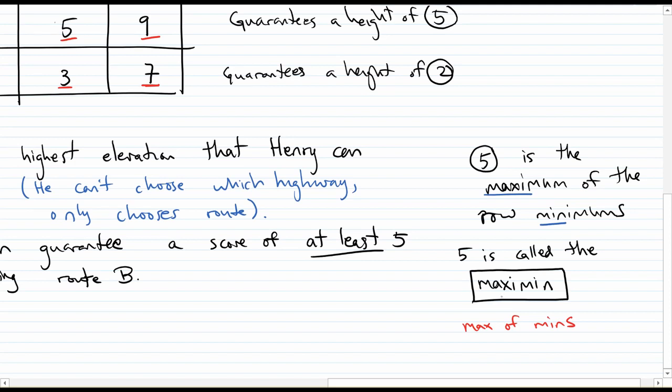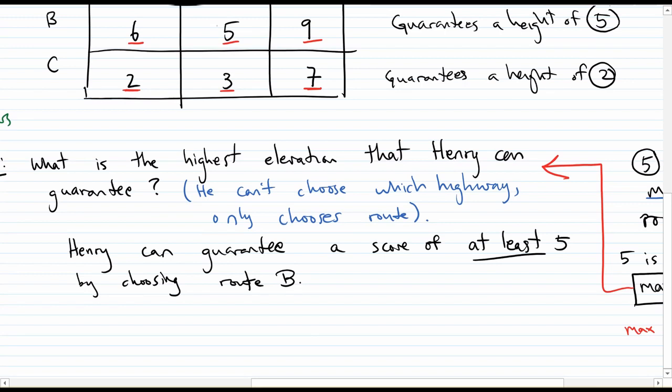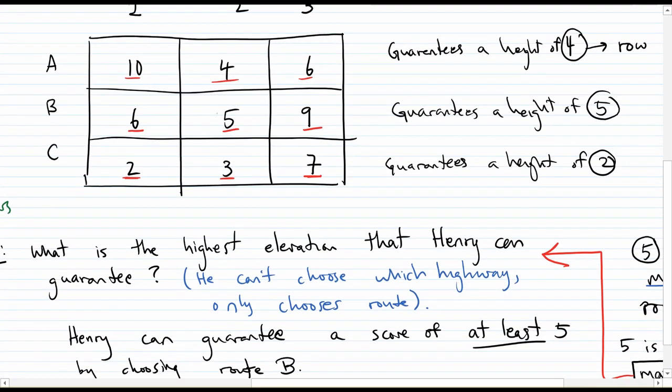And so what this maximin value is giving you is it's answering this question that we just posed up here. It's the highest score, or the highest elevation, that player 1, Henry, can guarantee. Notice that it's not going to give Henry the top score of 10. You're never going to get 10. You're going to guarantee yourself at least 5, with the possibility of getting 6, with the possibility of getting 9.